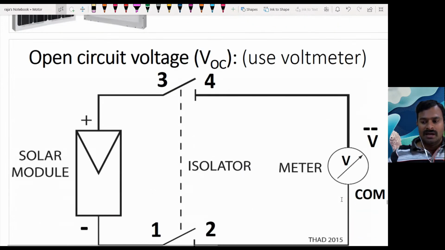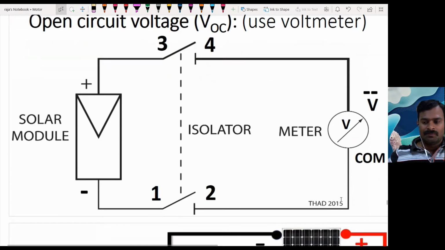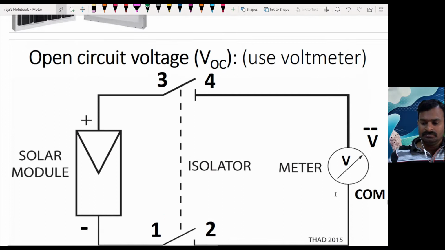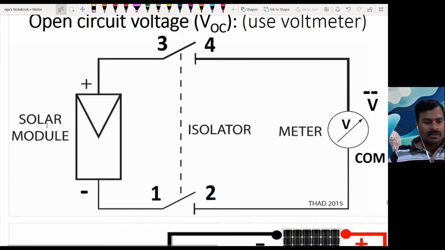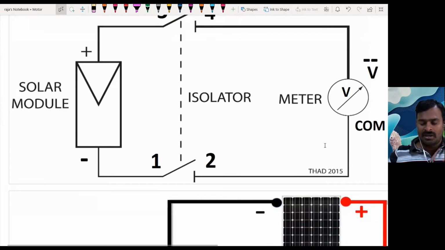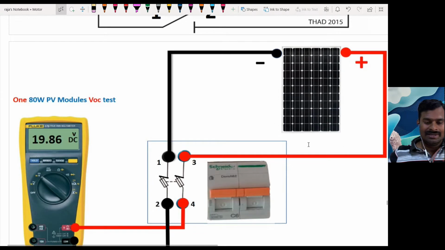Right, so now let us see how to measure the open circuit voltage. Take a simple digital multimeter. You can see the panel is connected with a simple isolator and the meter is connected to it. When we close this isolator, you can read the voltage across this panel when the panel is in lighting conditions. This is called the open circuit voltage. In a practical way, when the panel is connected across the multimeter in voltage mode with the isolator, you can see the voltage appearing across this particular meter.